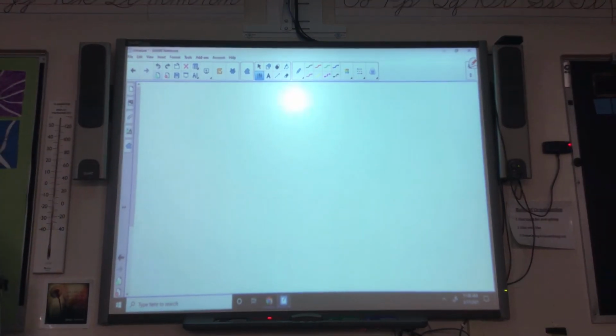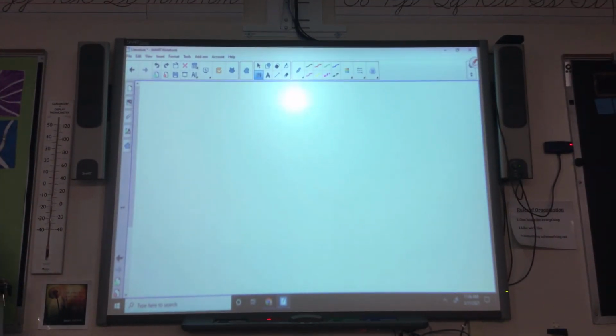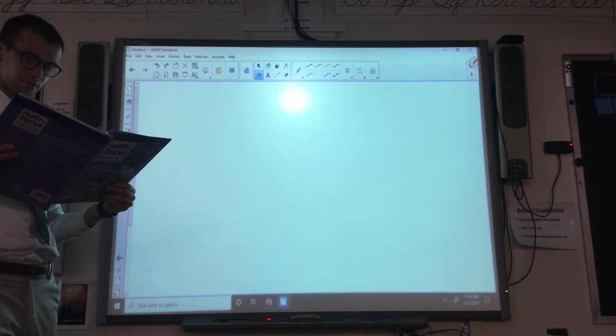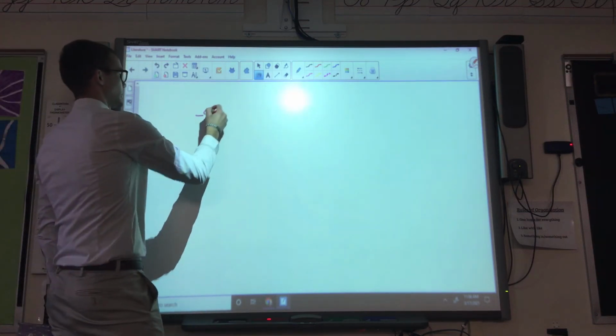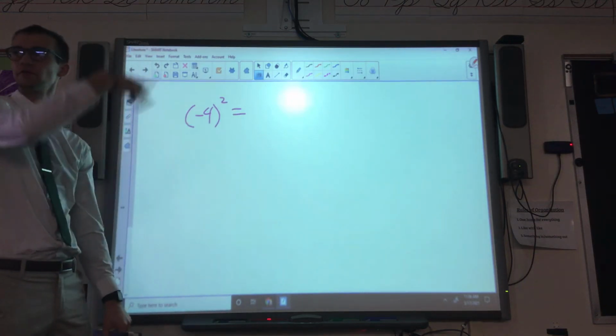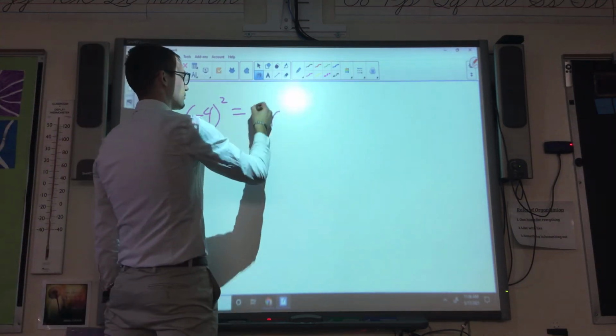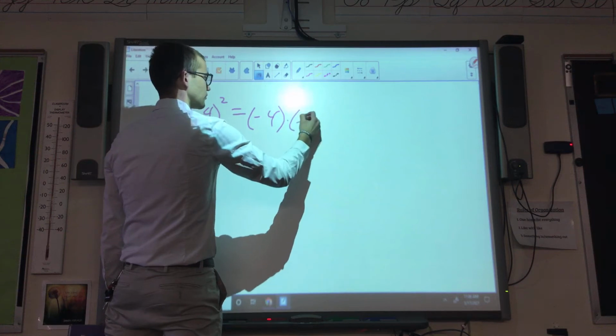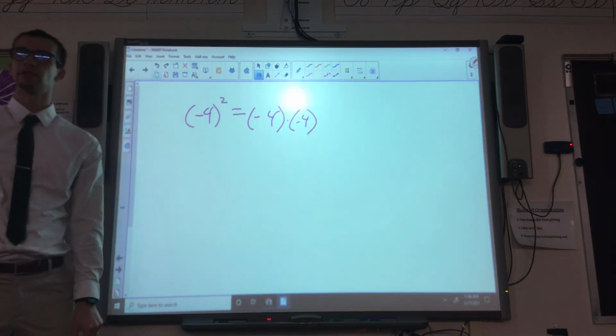Okay, see if I can trick you guys again. Now we're gonna move on to the next part. All right, page 7. What if it says to expand? Expand just means take this and write it out long form. So you write out -4 times -4. That's it. This is expanding.